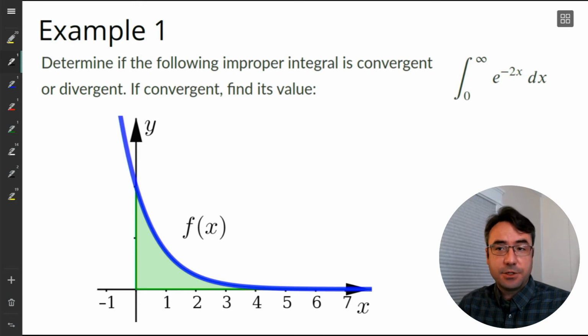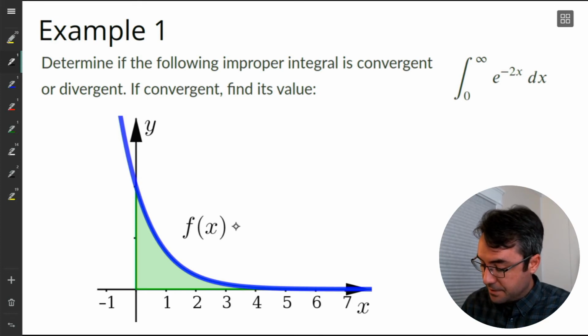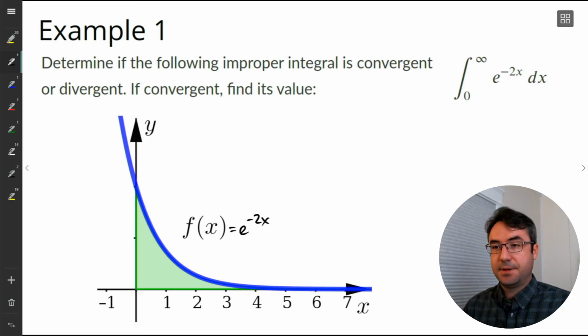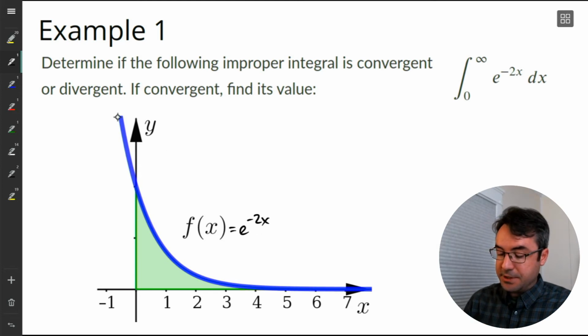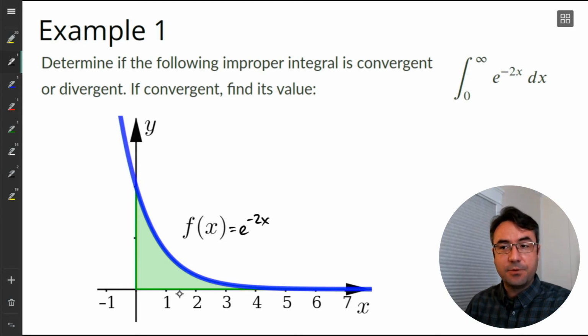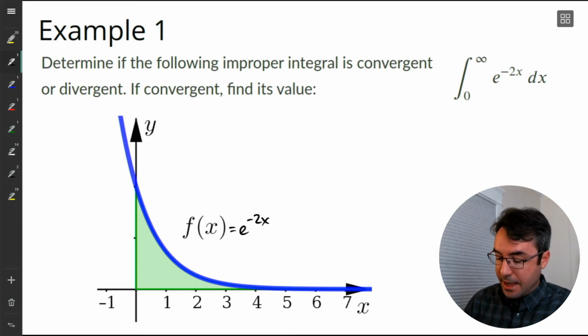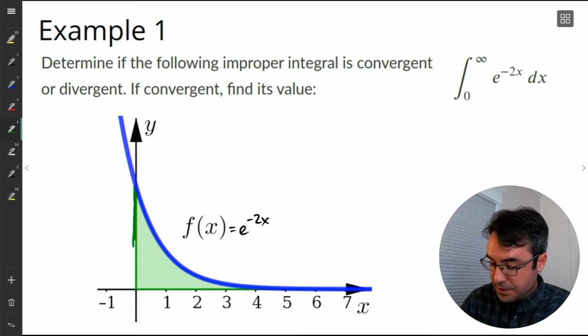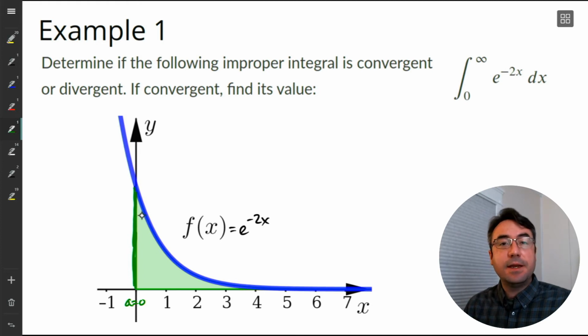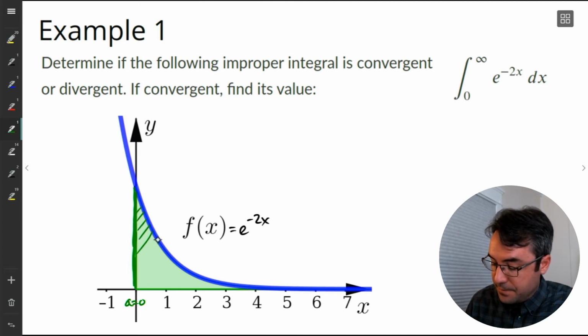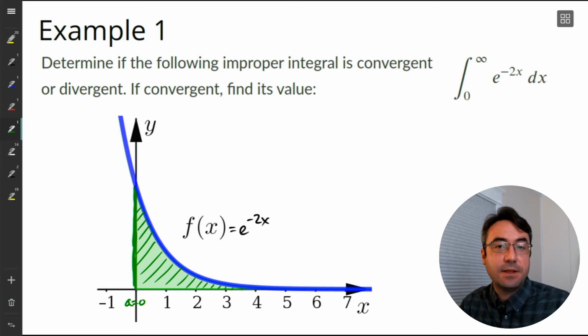So here's the graph of our function. This is the graph of e to the negative 2x. You can see it has that exponential look to it. Now it's a negative 2x, so it's exponentially decaying here as we move further and further to the right. And we started at a equals 0. So you can see we started right here at a equals 0. And what we've done by calculating this improper integral is effectively we've found the area of this region under the curve that extends infinitely far to the right.